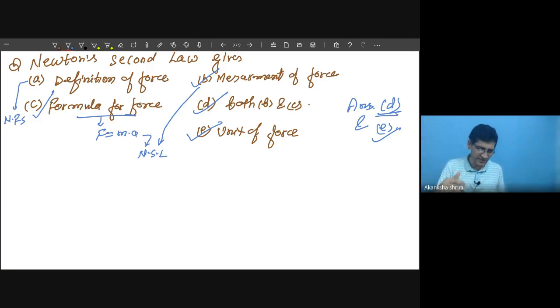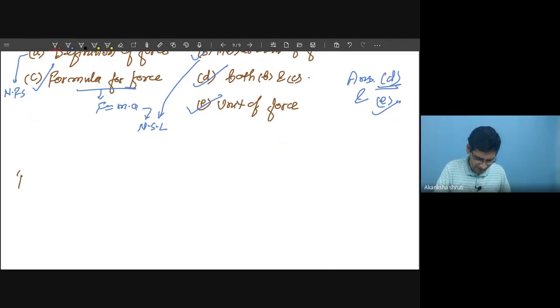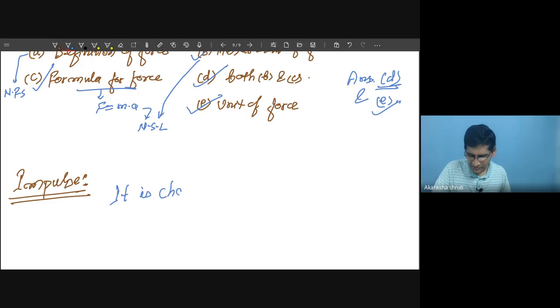Yes, students, tell me. So, there is another small topic called impulse. What is this impulse? Impulse is nothing but change in momentum. Though we have calculated it earlier, whatever the change, the same change.